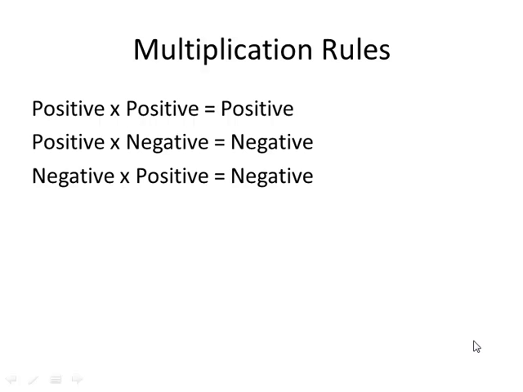Okay, the rules that you need to remember: if you multiply a positive number by a positive number, the product is positive. If you multiply either a positive number by a negative number or a negative by a positive number, that result is negative. And finally, if we multiply a negative number by a negative number, that result is positive.